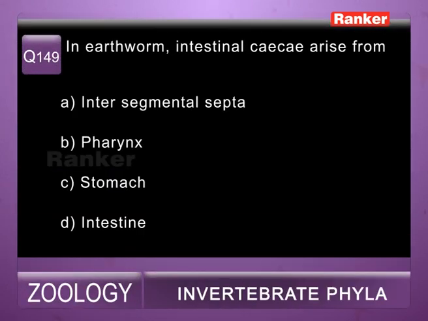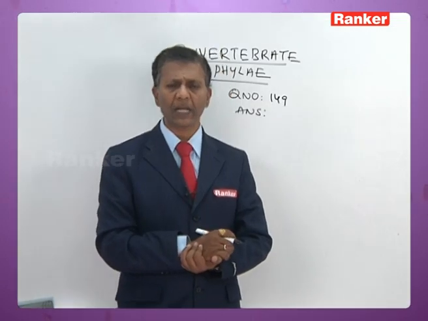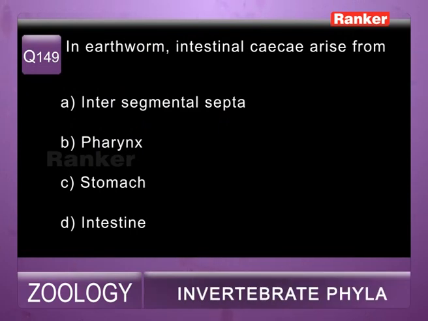Now 149 question, in earthworm intestinal caeca arise from A intersegmental septa, B pharynx, C stomach, D intestine. Obviously it has to be intestine. So 149 question, correct answer is D.